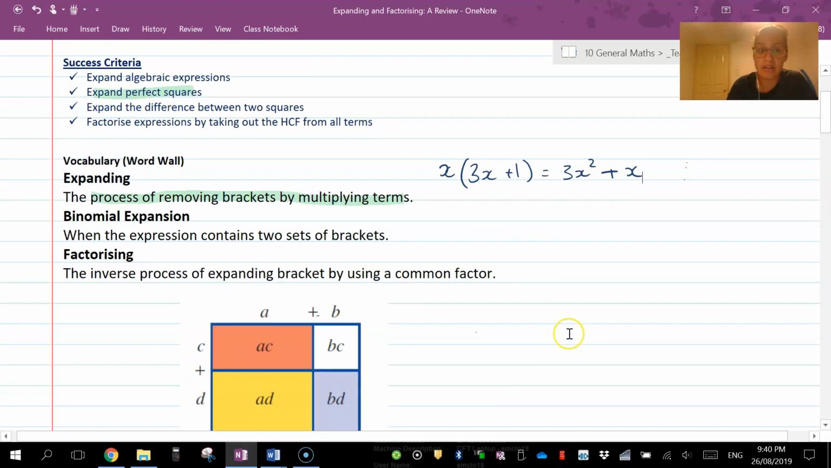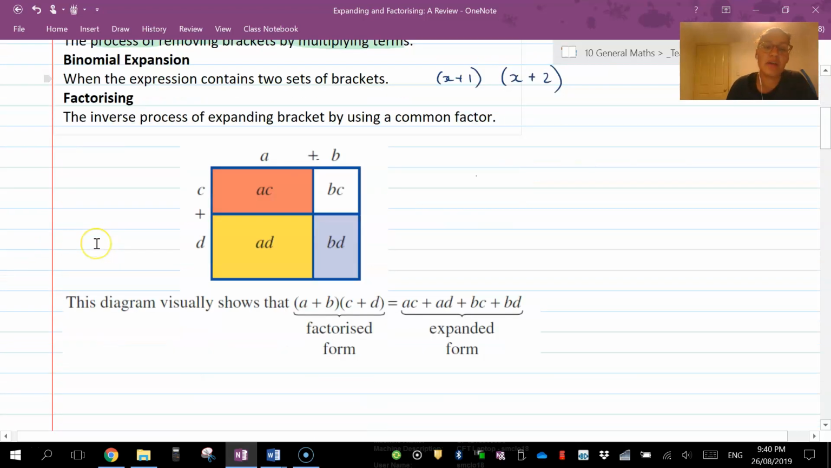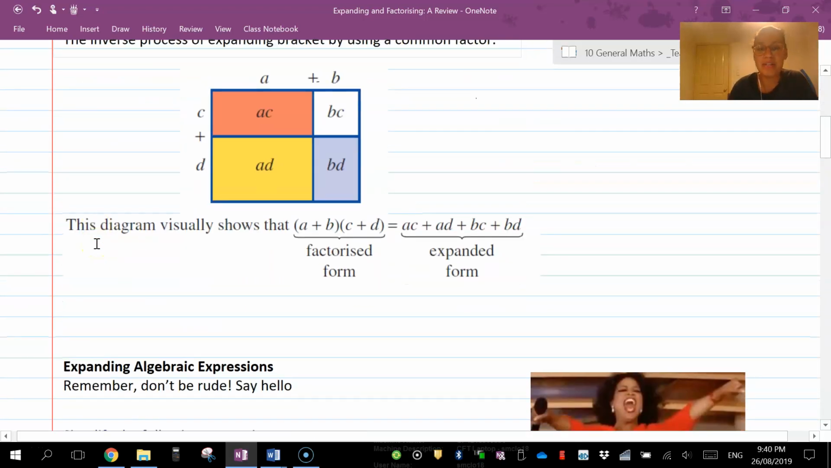And then we're now going to look at also binomial expansion. So that's when you have x plus 1 and x plus 2, and what happens when you have those situations. So as a reminder, here is a visual diagram of it. So this is your factorized form. That's why we kind of link them with this, but we are trying to get it into this format, and that's what we'll be looking at in a moment.